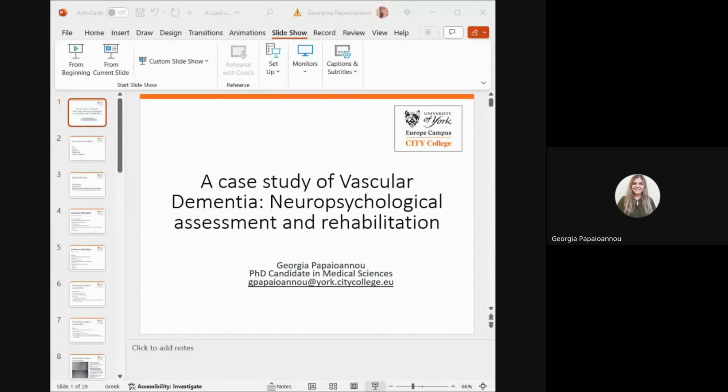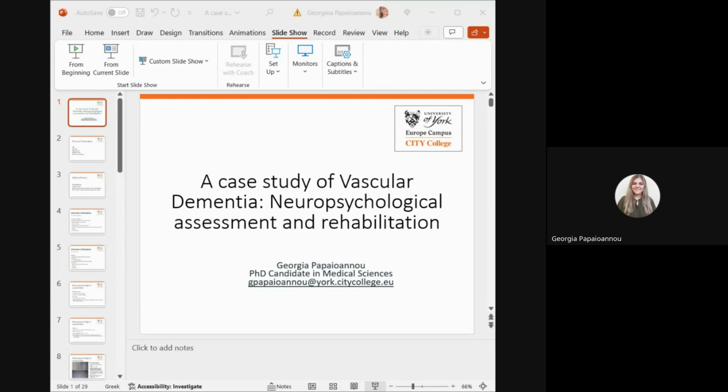To have some information about the patient, she's a female. Her initials are EK. She was 80 years old, right-handed, and she had 6 years of education completed. Before we begin with the neuropsychological assessment, it's really crucial for us to gather some information about the patient. The first information we need to know is about their medical history.